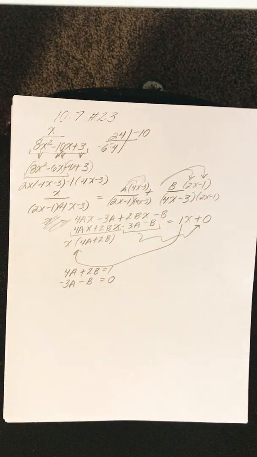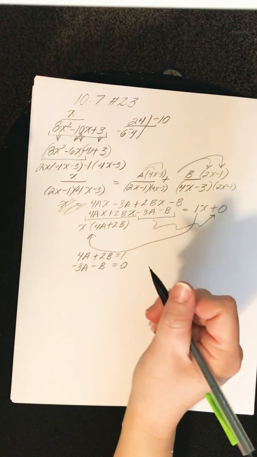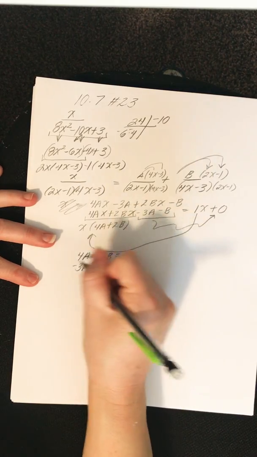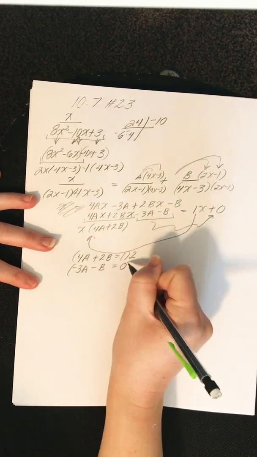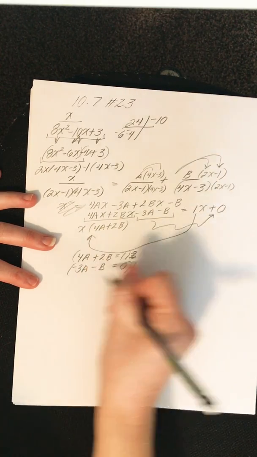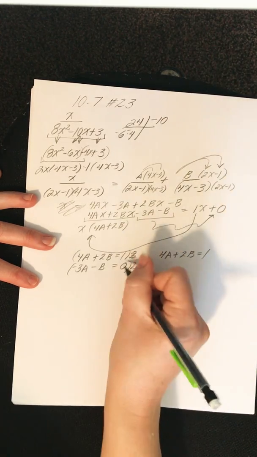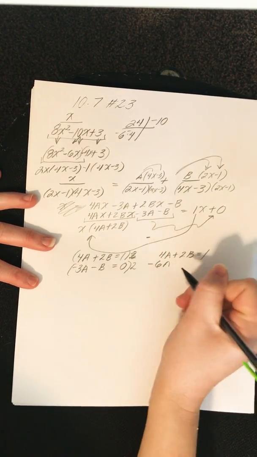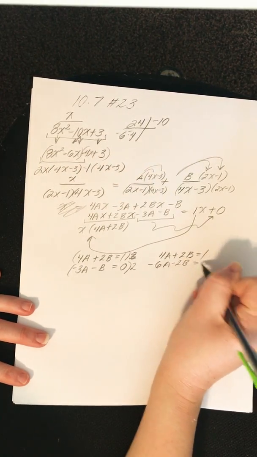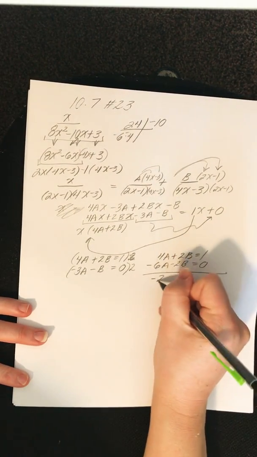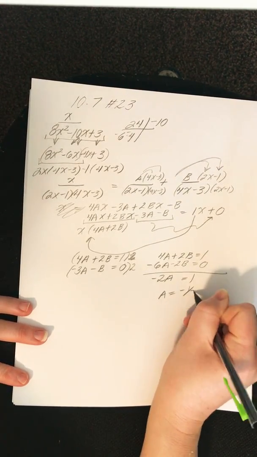So now we'll use elimination. I'm going to go ahead and eliminate b. So I'm going to times the bottom equation by 2. Sorry, my bad. So then we would still have 4a plus 2b equals 1. Now on bottom we have minus 6a minus 2b equals 0. When we add straight down, that's negative 2a equals 1. So a equals negative 1/2.